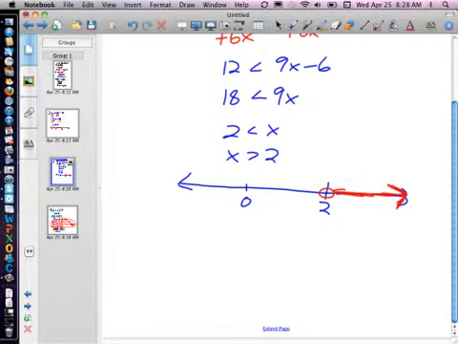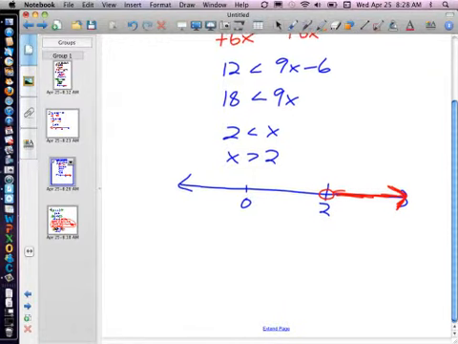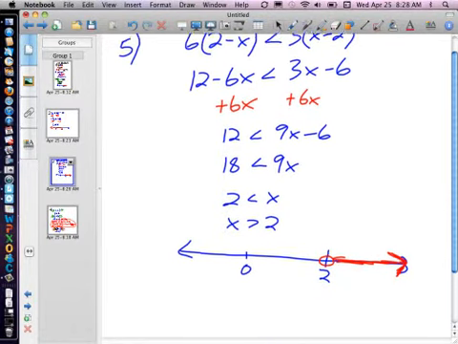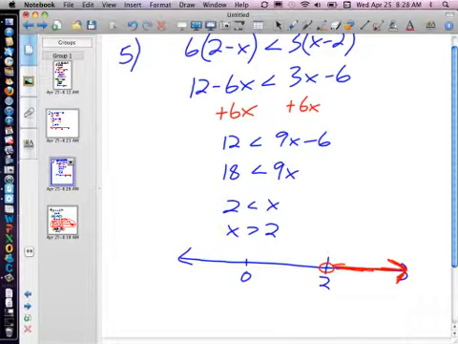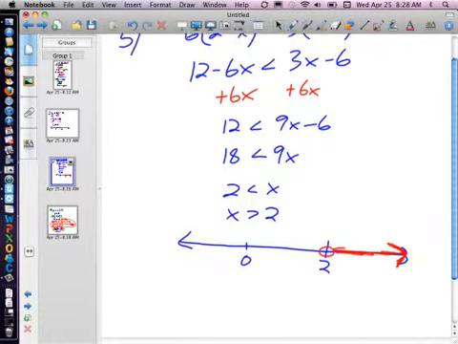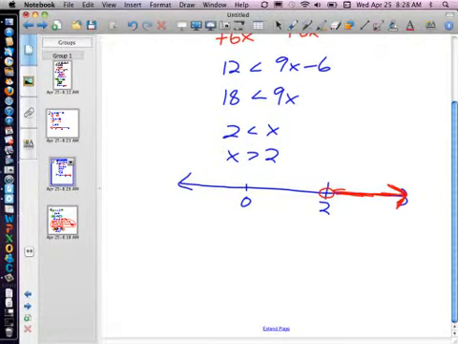We forgot to check to see if our answer is true, so let's pick a number greater than 2 and see if it works. So how about 3? So 2 minus 3 would be negative 1. So negative 6 is less than 3. That's true. Okay, so we were correct in our graphing. Now let's try maybe one more, and then I'll give you 2 assignments to do for homework.